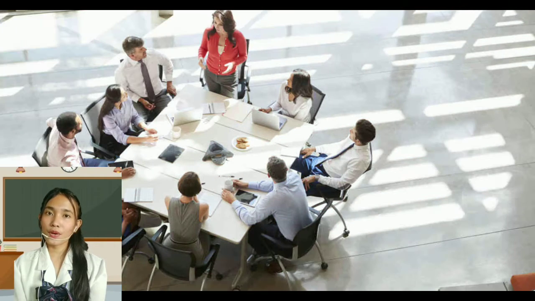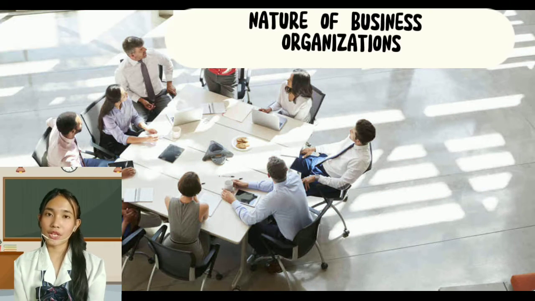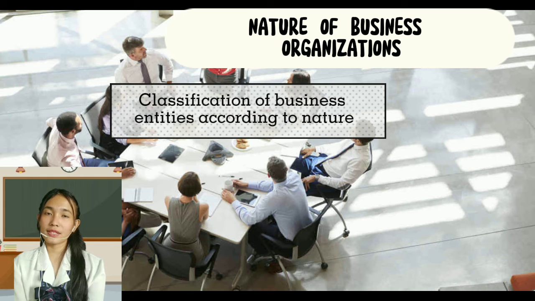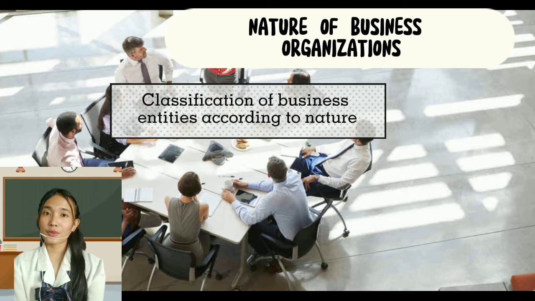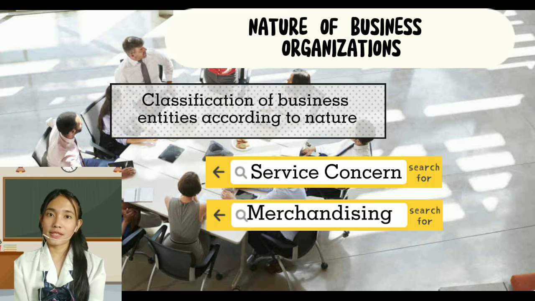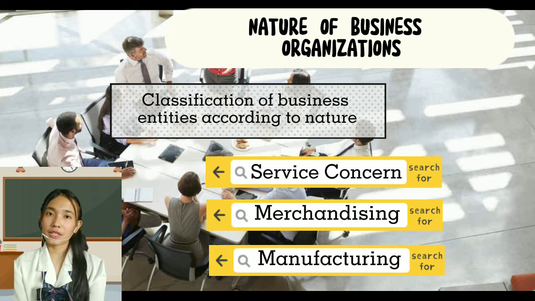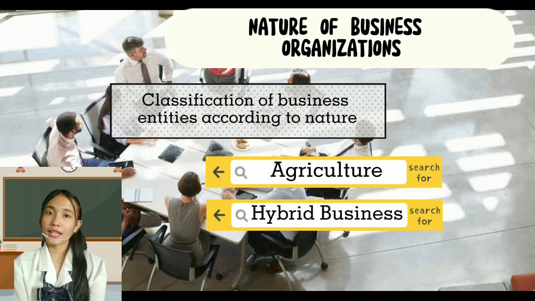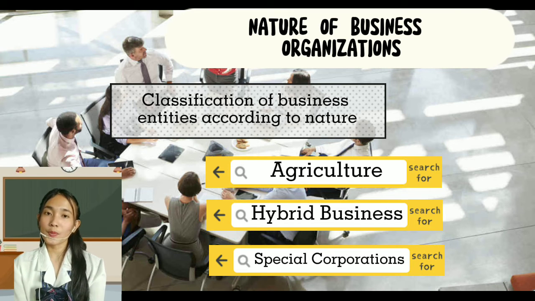Let us now go forward to the nature of business organizations. A business organization may also be classified according to its nature. The term nature refers to the products and services that the business produces or sells. The classifications of business entities according to nature are as follows. First, we have service concern. Second, merchandising. Third, manufacturing. Fourth, agriculture. Fifth, hybrid business. And lastly, we have special corporations.